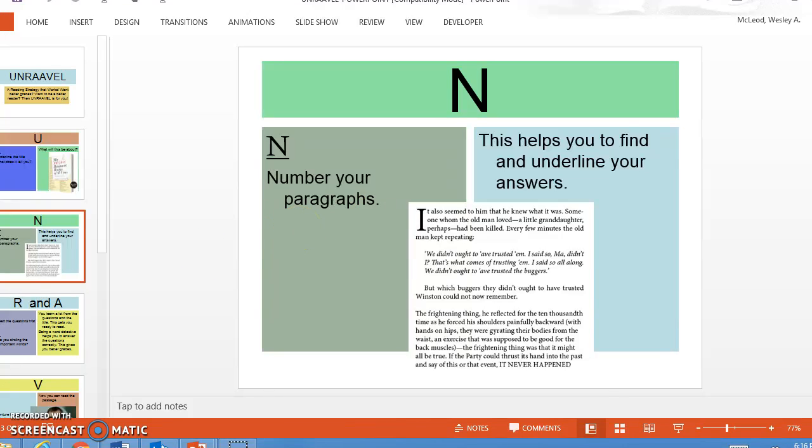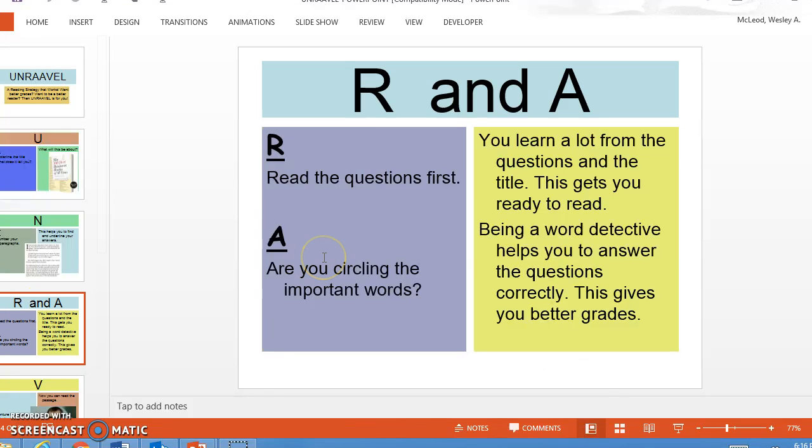It's going to help you answer the questions quickly and, of course, correctly. Most importantly, correctly. So we have our R and our A steps. What you're going to do is read the questions first. Before you even read the text, you're going to read the questions first. This helps us become purposeful readers, so we know exactly what we're going to be looking for when we go through and read.